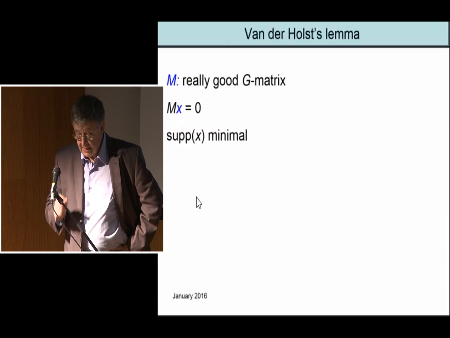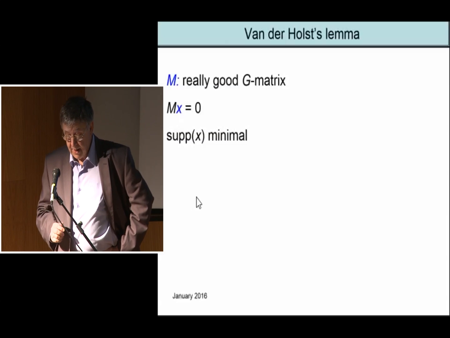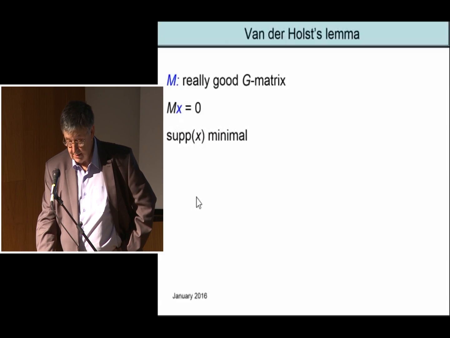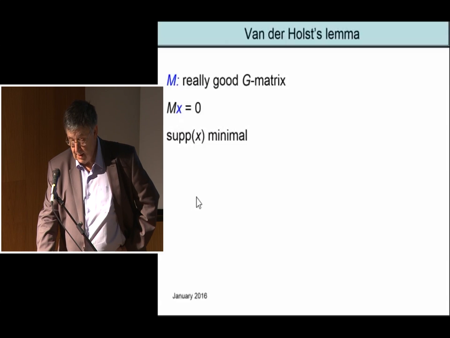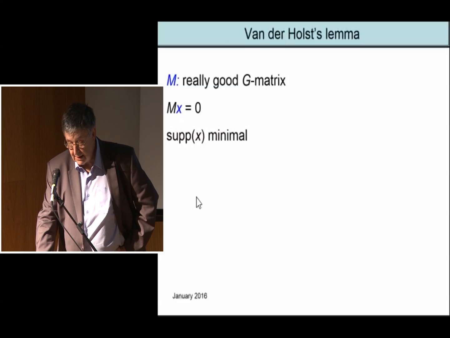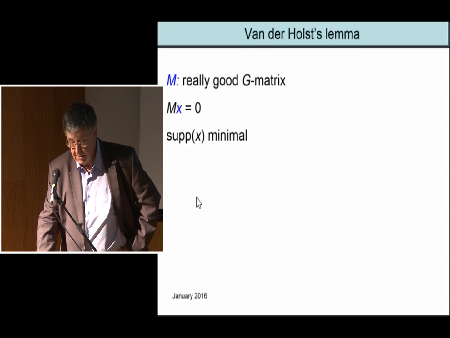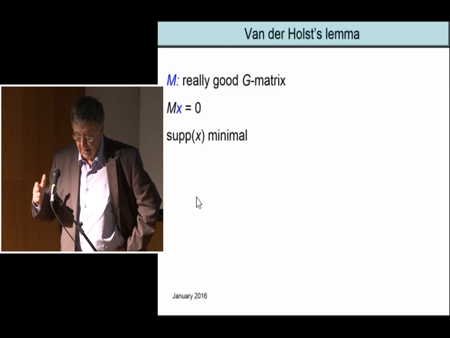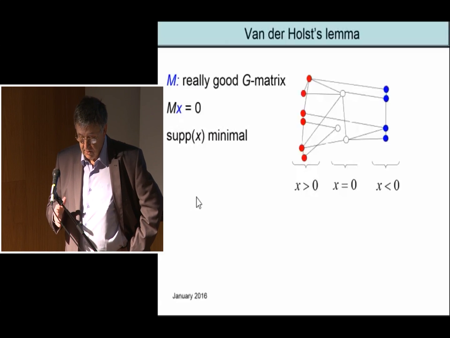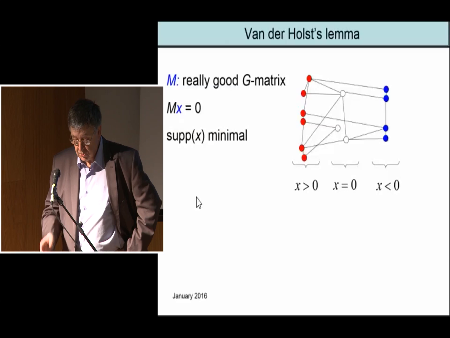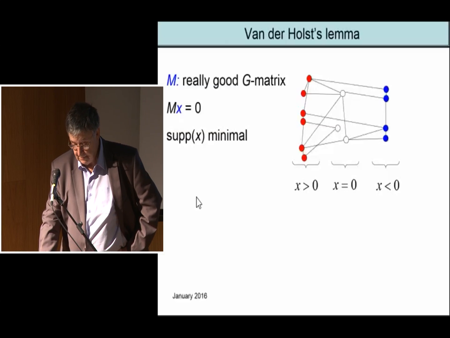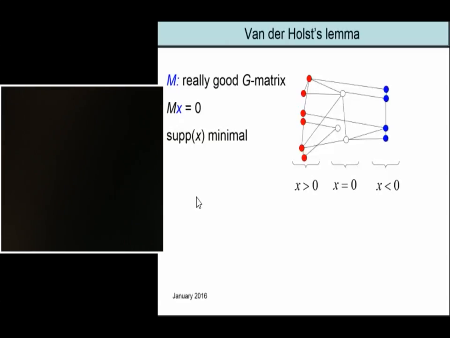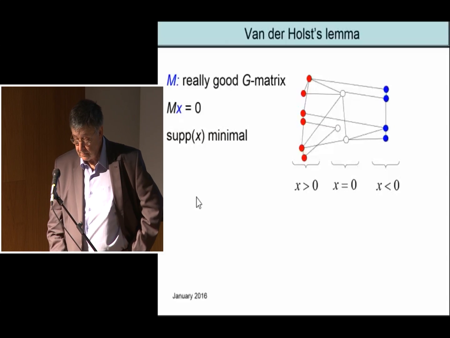And let's consider a vector in its null space, belonging to the second smallest eigenvalue. Let's choose one whose support is minimal. I mean, the null space typically, in the interesting cases, has larger dimension, so we can choose many vectors there. Let's choose one whose support is minimal, the non-zero elements minimal by inclusion.